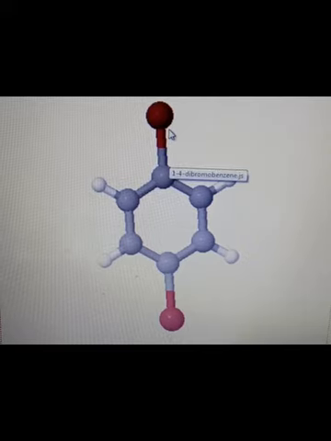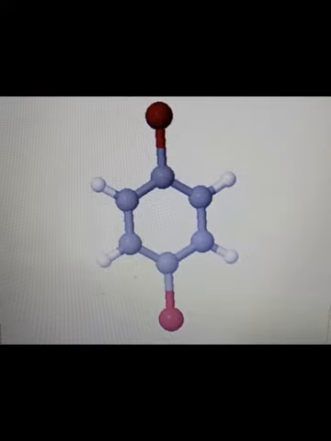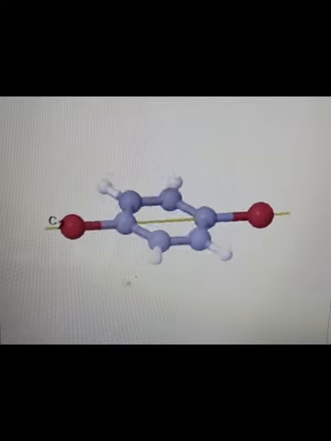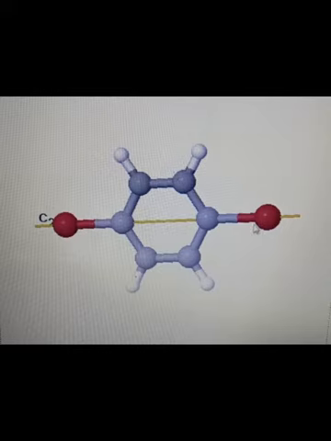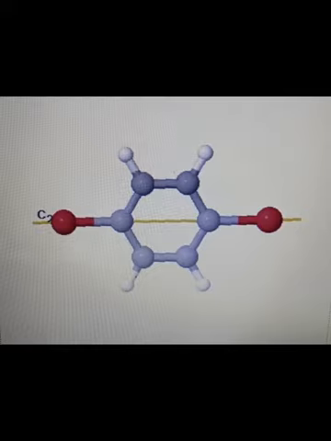It has a principal C2 rotational axis of symmetry. That principal C2 rotational axis of symmetry is passing through the bromine atoms which are present at the 1 and 4 positions. This is where your C2 principal rotational axis is passing through: bromine, carbon, carbon and bromine atom. And on rotation by 180 degrees, these will give you an equivalent structure, that is, it has C2.